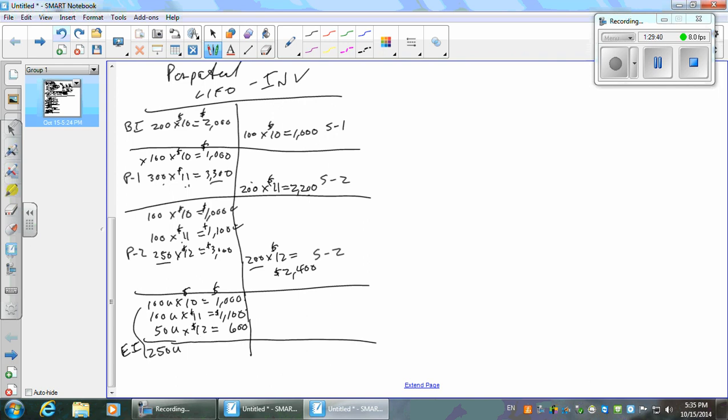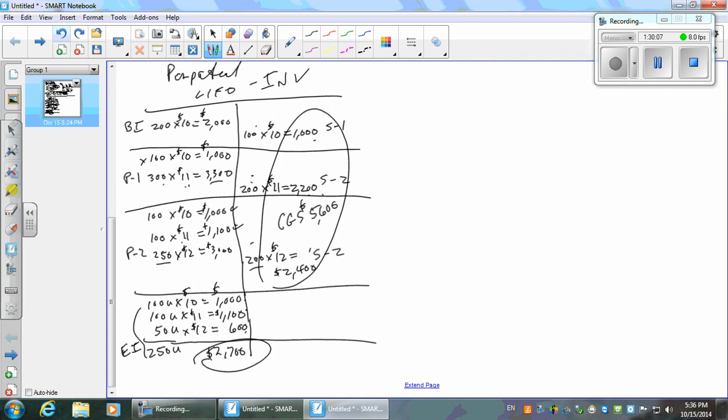What's my ending inventory? 1,000 plus 1,100 plus 600. What do you get? 2,700? What's my cost of goods sold? Add 1,000 plus 2,200 plus 2,400. That's the 500 units I sold. How much is that? 5,600.